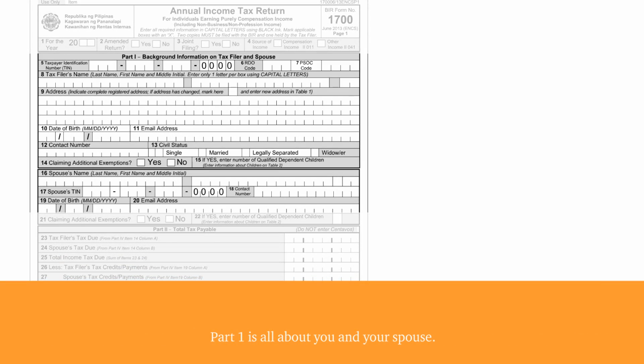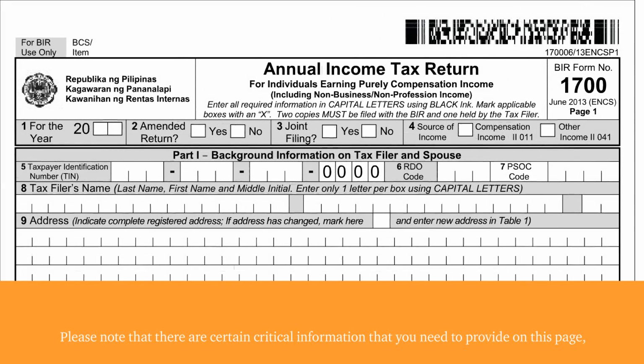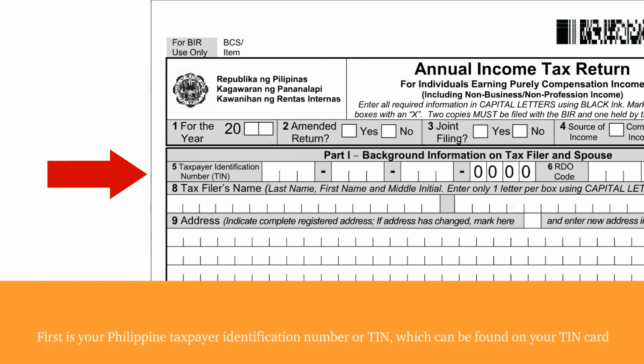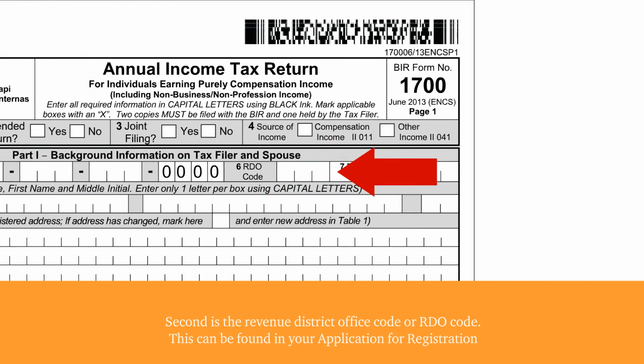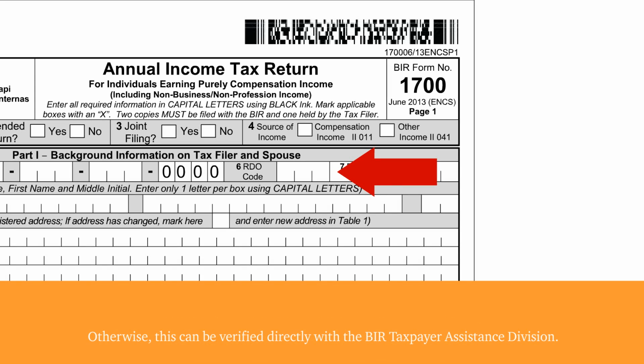This provides an overview about yourself and your tax liability for the year. Part 1 is all about you and your spouse. Please note that there is certain critical information that you need to provide on this page, but which you may not readily have. First is your Philippine Tax Identification Number or your TIN, which can be found on your TIN card. Second is the Revenue District Office Code or the RDO code. This can be found in your application for registration. Otherwise, this can be verified directly with the BIR Taxpayer Assistance Division.